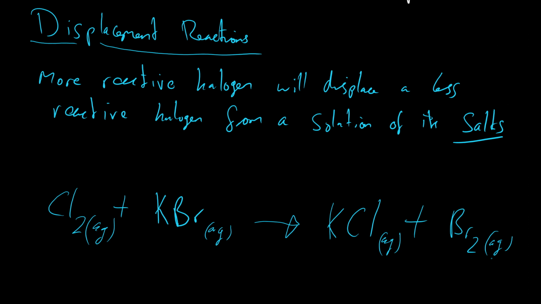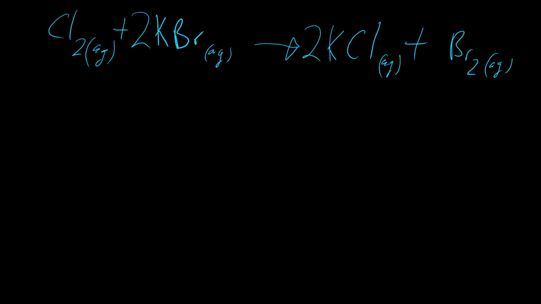Now we would have to balance because we've got 2 chlorines and 2 bromines. So that means that we would need in total 2 of these and 2 of these salts to make this balanced. Now, what would happen if I had this scenario? Bromine plus sodium fluoride. Now, both in solution. Now, pause the video and see if you can come up with an answer.